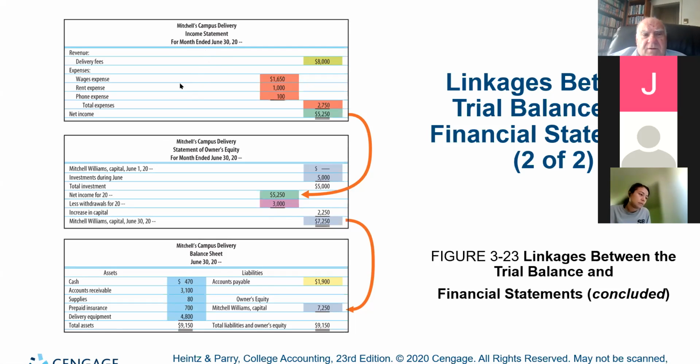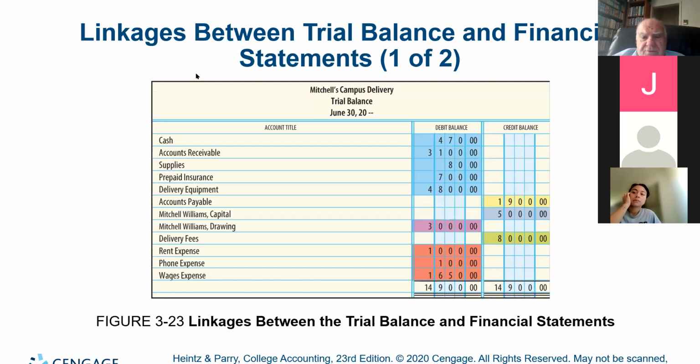Since the income statement covers the entire month, and it's a bunch of numbers that increased every day, it's like a video. So you want to call it for the month ended. It's not a particular point in time. It's a total of what happened during the month. So we got 8,000, I see 1,650, 1,100. Where did we get those numbers? Right from the trial balance, 8,000, 1,100, 1,650.